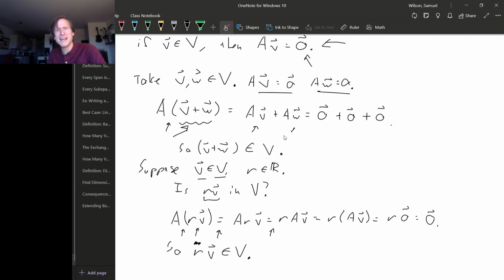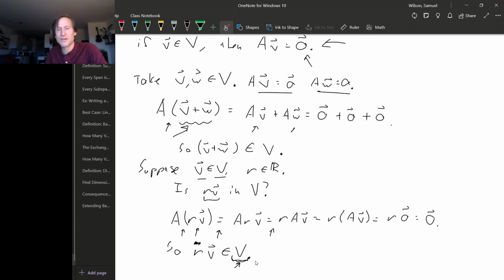So capital V has a couple really nice properties. If you pick any two vectors out of it and add them, you stay in capital V. And if you pick any vector out of capital V and any scalar r, and you do scalar multiplication, you still stay in capital V. Collections of vectors with this property turn out to be one of the most important objects in linear algebra. So let's give this sort of object a name.